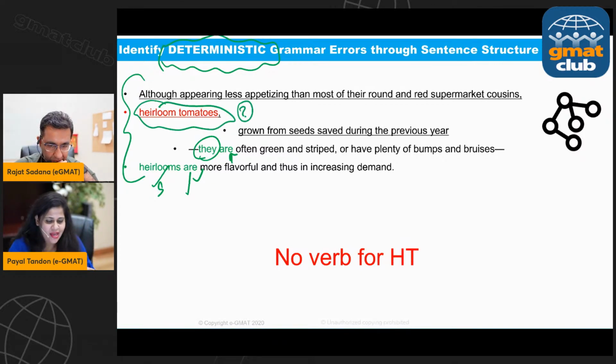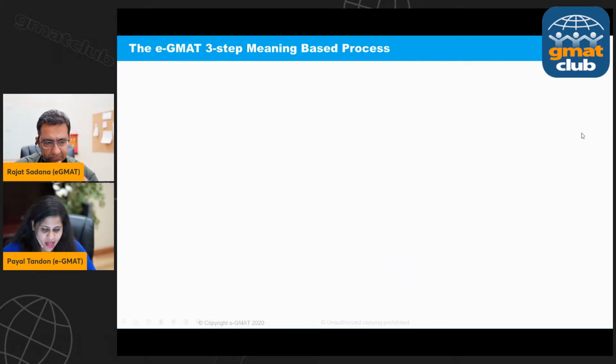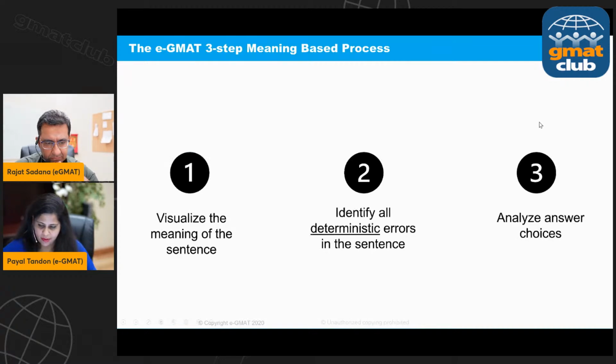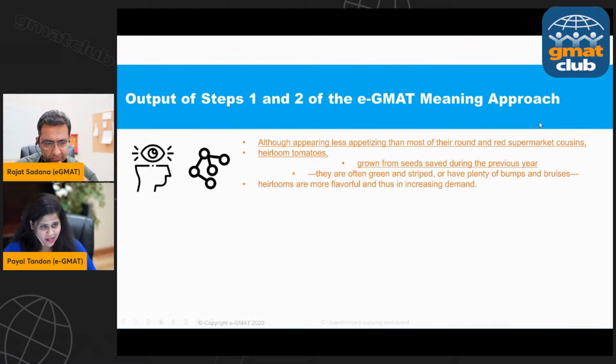So right away things start to jump out at you, not only in terms of understanding the meaning, but also in terms of identifying these deterministic grammatical errors. And that's the power of creating the sentence structure of long chunky sentences. It helps you with understanding the meaning, and it helps you with identifying the deterministic grammatical errors. Now, when you see that there is no verb for heirloom tomatoes, you will then analyze the answer choices, right?